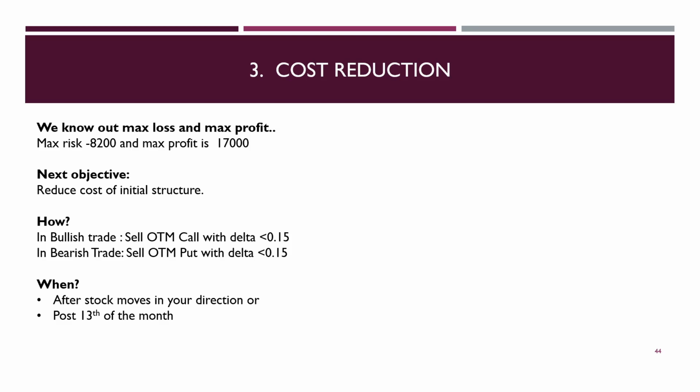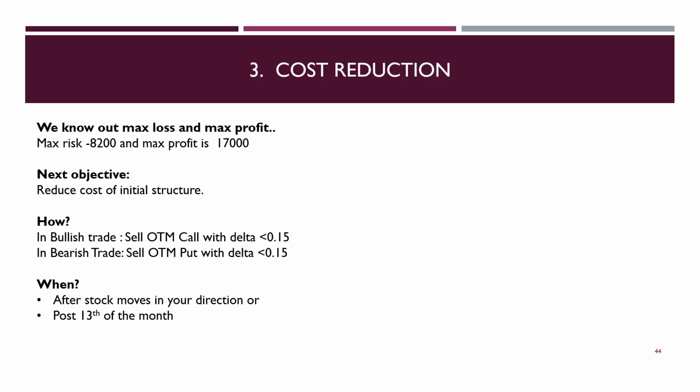Once our base strategy is ready, we'll add some toppings. In our Reliance example, our cost was 8,200, max profit was 17,000 and margin used was 18,000. Now our next objective is to reduce the cost of our base strategy, and we can do that as follows: if you are in a bullish trade, you have to sell one more far OTM call with delta less than 0.15. And if you are in a bearish trade, you have to sell one more far OTM put with delta less than 0.15. I'll repeat once again.